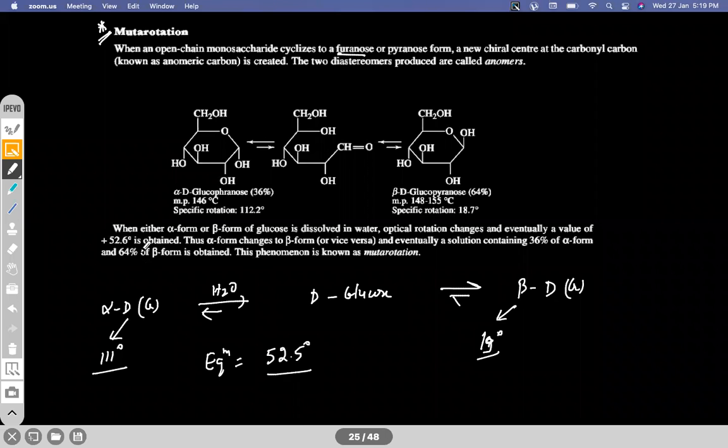So what is written here, you see? If either the alpha or beta form of glucose is dissolved in water, the optical rotation changes eventually until a constant value is obtained. Thus, the alpha form changes to the beta form or vice versa, and eventually a solution containing 36% of the alpha form and 64% of the beta form is obtained. This phenomenon is known as mutarotation. So all this spontaneous change that is happening before the equilibrium is established is called mutarotation.